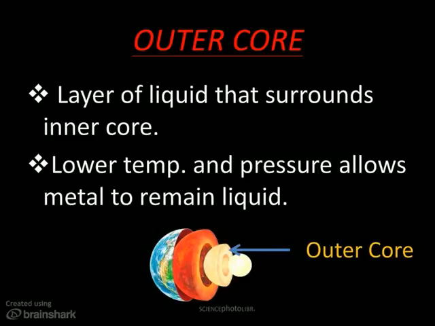So again, because the inner core has so much pressure, even though it's the hottest part of Earth, because of that pressure, it is not allowed to become a liquid. It stays a solid. But as you go out, there's a little bit less pressure and a lower temperature, and therefore that layer will become liquid.